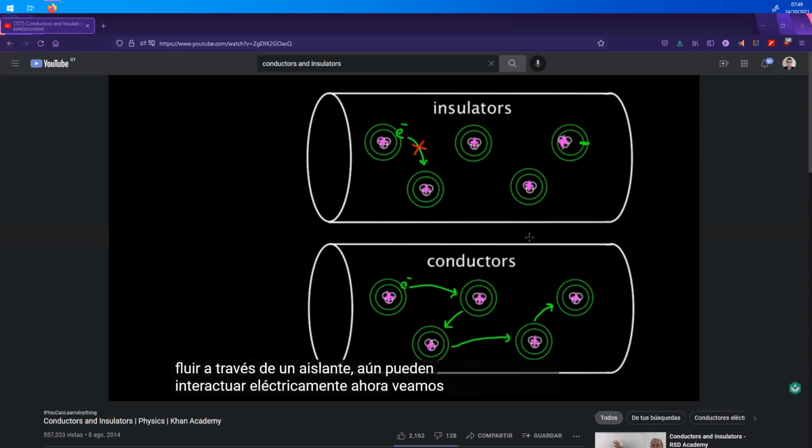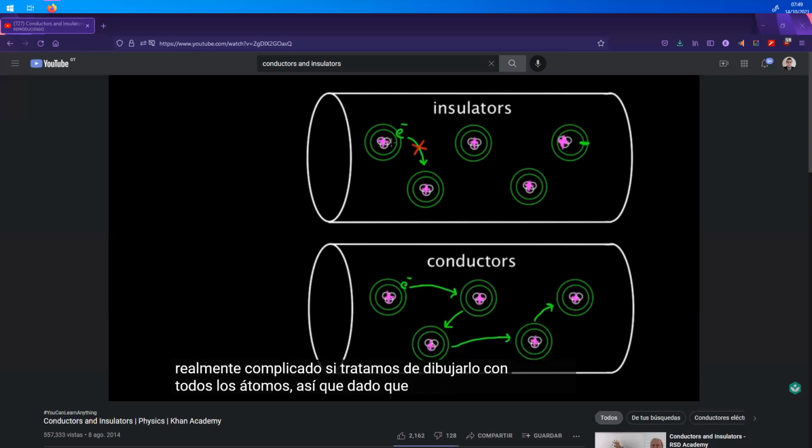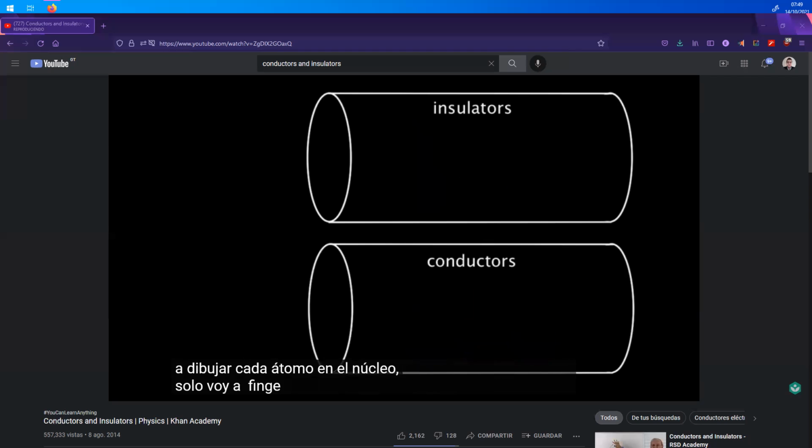Now, let's see what happens if we add extra charge to these insulators or conductors. The way they started off right here, we had just as many positives in the nucleus as there are negatives surrounding them, and that's true for the conductors and insulators. What happens if we add extra charge? Maybe we add extra negatives into here. Then what happens? Well, it'd get really messy if we tried to draw it with all the atoms. So since these all cancel out their overall charge, I'm not going to draw every atom and nucleus. I'm going to just pretend like those are there and they're all canceling out. I'm just going to draw the actual extra charge.